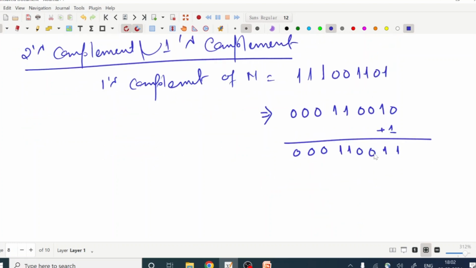In the next class, we will discuss how we perform arithmetic binary operations with the help of complementation, and we will also discuss the representation of signed numbers and unsigned numbers. We will discuss this in the next class.